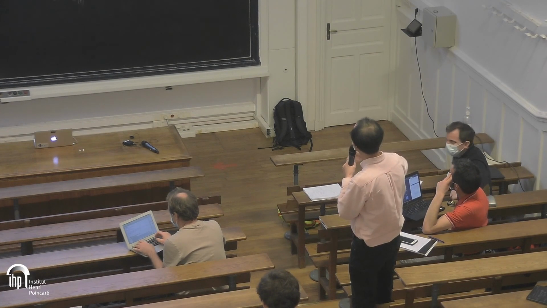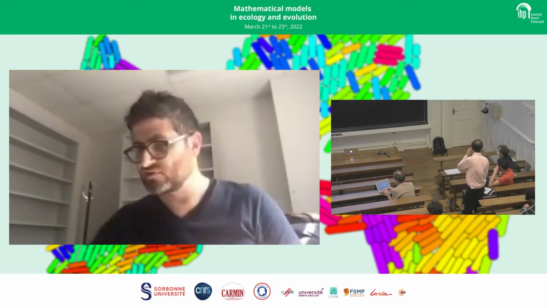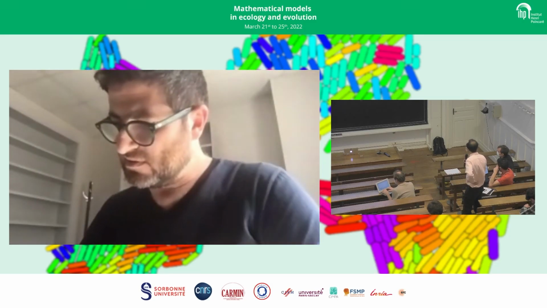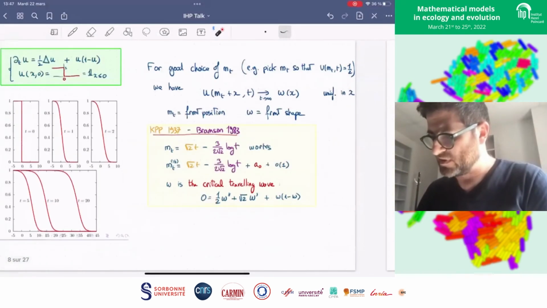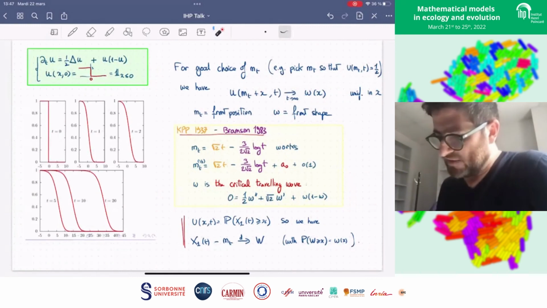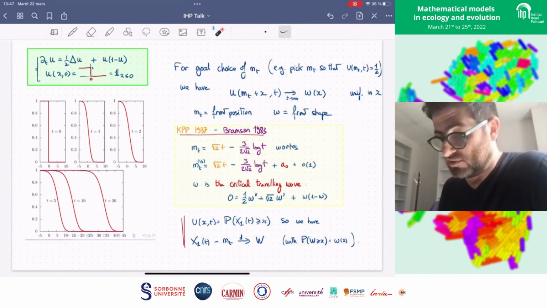Because you have the convergence to this shape, right? So let me answer for one dimension because this is the same thing. You see the half quartile is here, the one-third quartile is here, or here, and what happens is that the difference between the median and the third quartile converges to a limit which corresponds to the shape of this traveling wave.